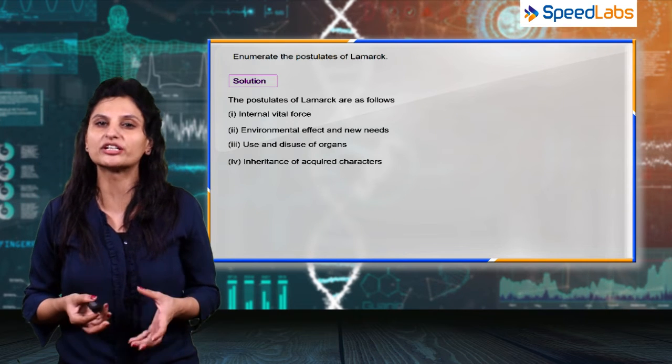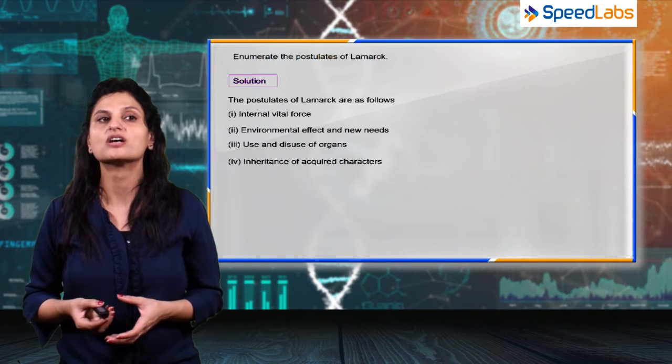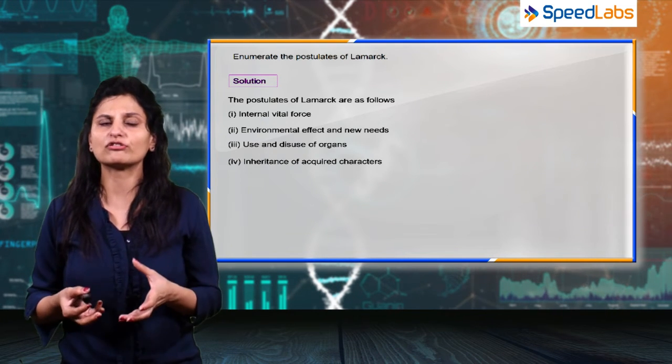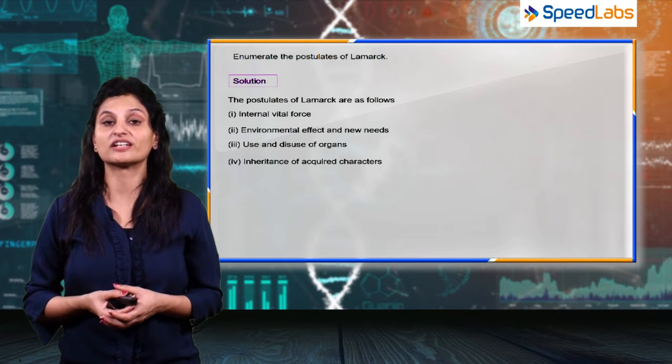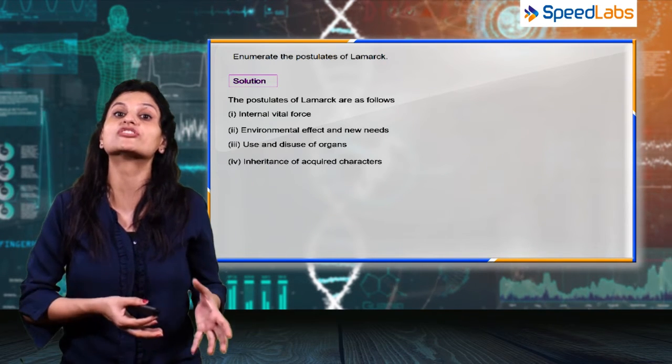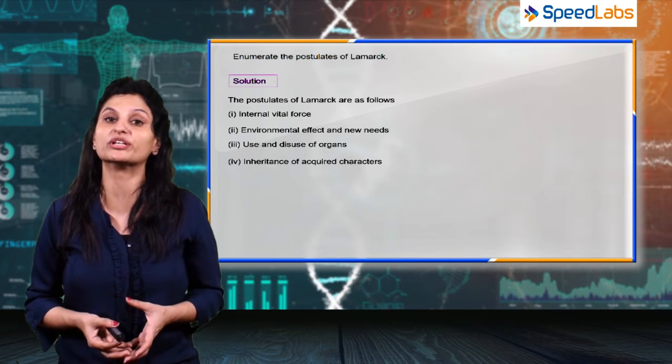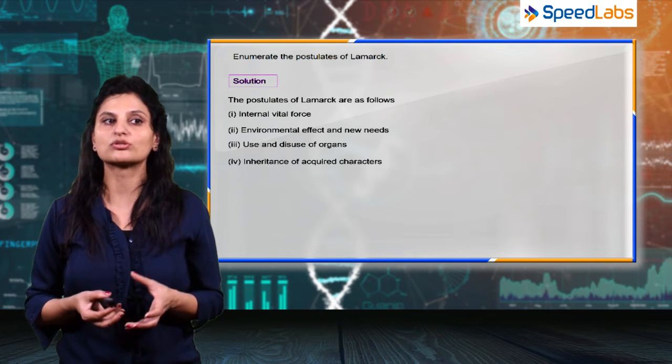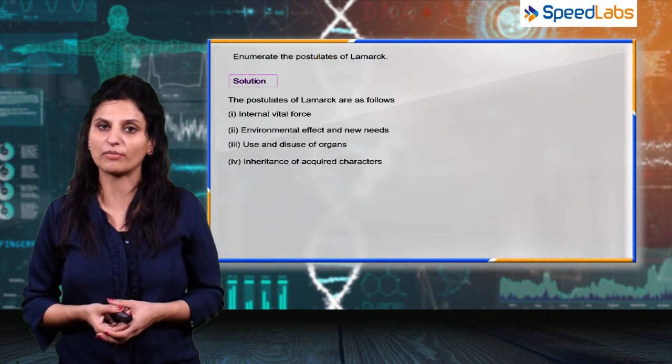However, there are many limitations to Lamarck's theory because development of this long neck was an acquired character, and we know that acquired characters do not get transmitted from one generation to the other. The character has to be in the gametes. So this was a drawback of Lamarck's theory.